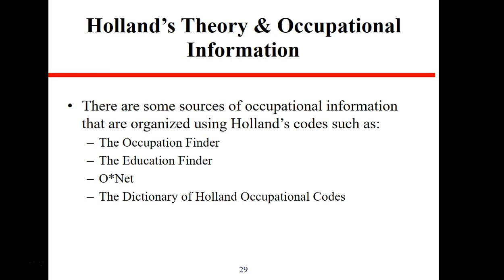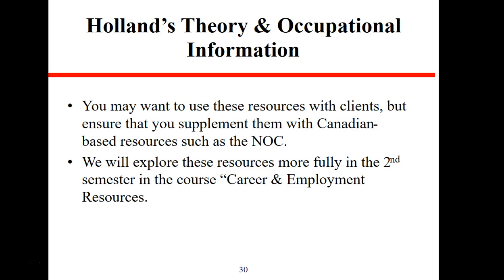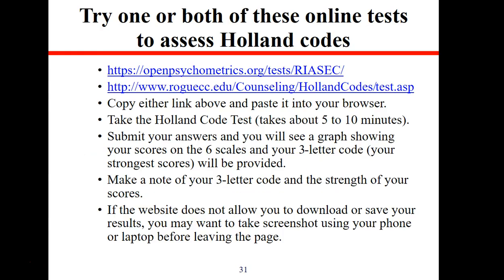There are some sources of occupational information that are organized using Holland's codes, such as the Occupation Finder, the Education Finder, ONET, which I've mentioned, and I'll post the link for that, the Dictionary of Holland Occupational Codes. So it has formed the basis for a lot of different resources that provide lists of occupations organized around those codes. So you may want to use these resources with clients, but please do ensure that you supplement them with Canadian-based resources such as the NOC. And we will explore these resources more fully in the second semester in the course Career and Employment Resources.